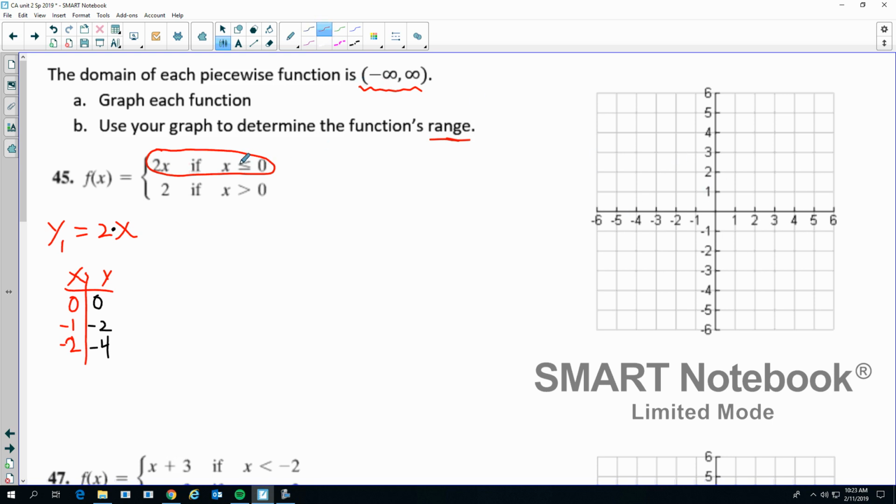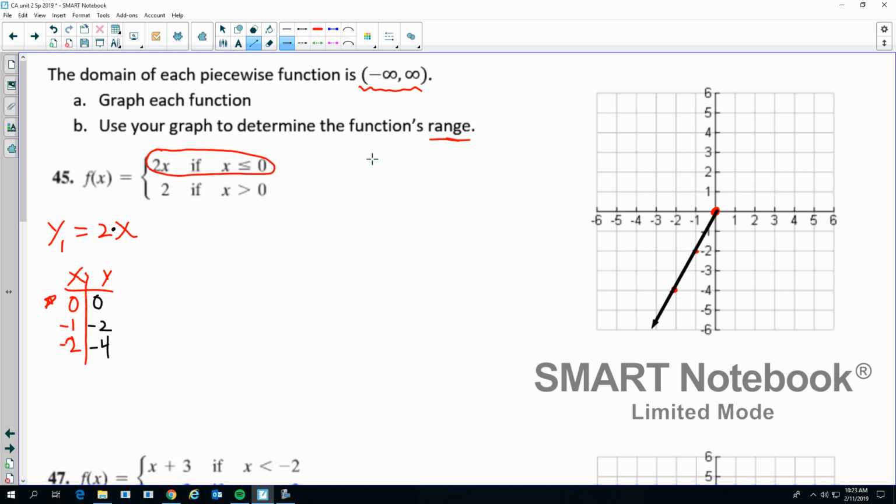You'll notice that because it says less than or equal to, I'm going to go ahead and just put a star next to that. You'll see why in a second. So I'm going to go ahead and put a closed circle there. And then let's see, we have another point at -1, -2. And then we have another one at -2, -4. And so I'm going to go ahead and draw my line so it looks something like that.